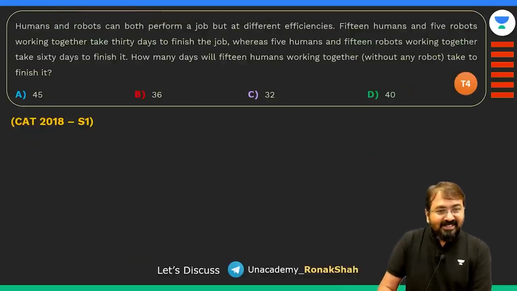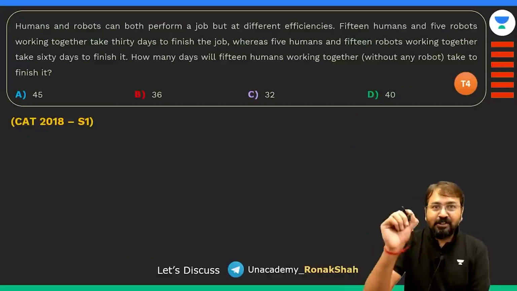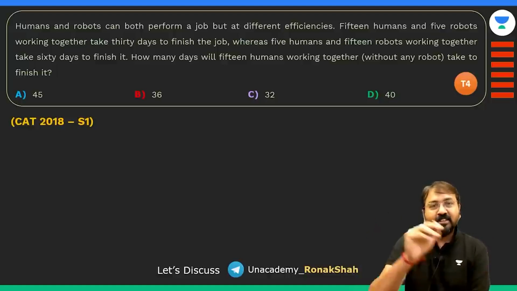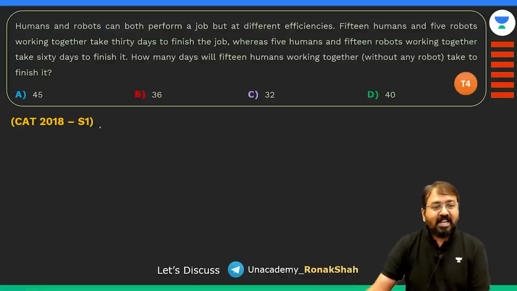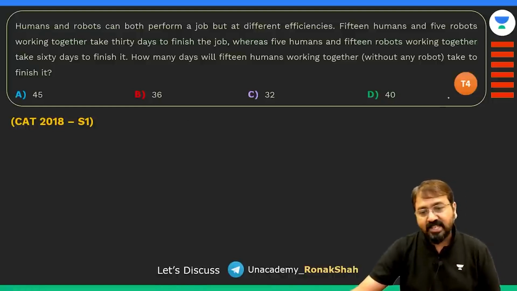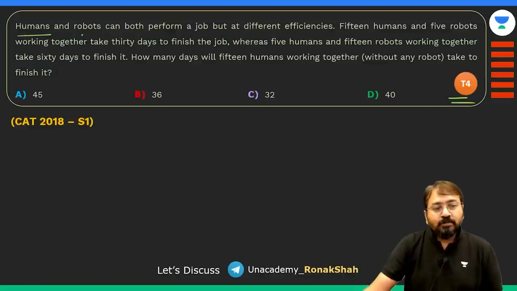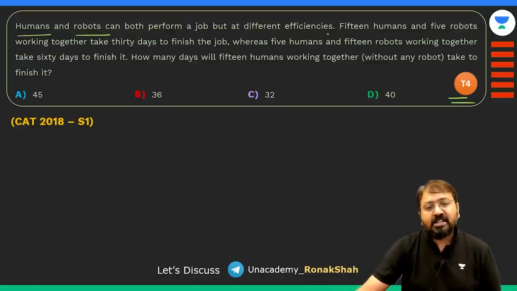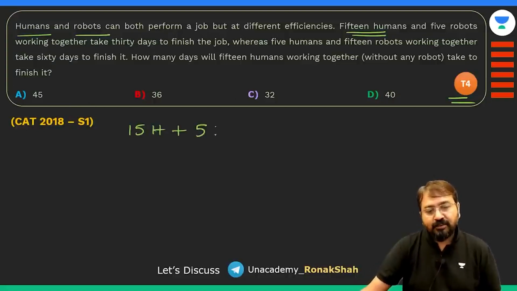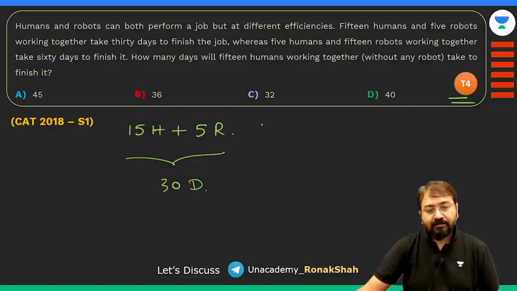Okay. Another question, we'll use the same approach. In case you didn't get the previous question thoroughly, just pay your attention here and you will understand this approach rather. This is once again that T4 variety. So humans and robots can perform a job but at different efficiencies. 15 humans and 5 robots working together take 30 days to finish the job.